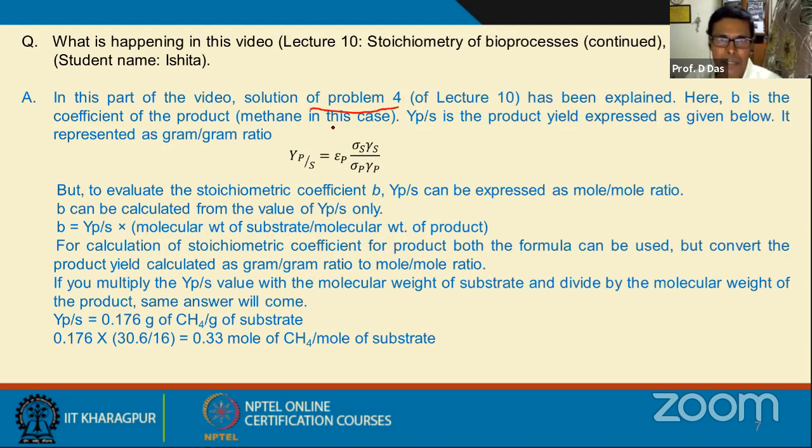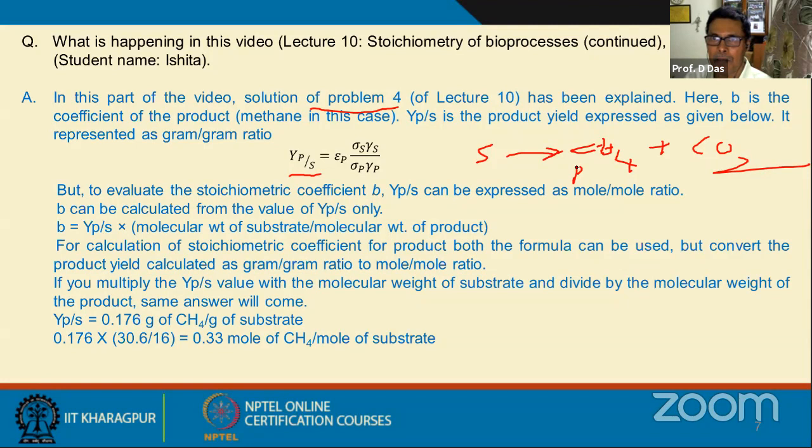So one particular parameter that we have is Yp/s. What is Yp/s? We consider this Yp/s as the product yield. Product yield means grams of product per gram of substrate consumed. Suppose you have a substrate here, and this substrate is converted to methane and carbon dioxide. You know that you have methane. And what is carbon dioxide? Carbon dioxide is your product. This is P.